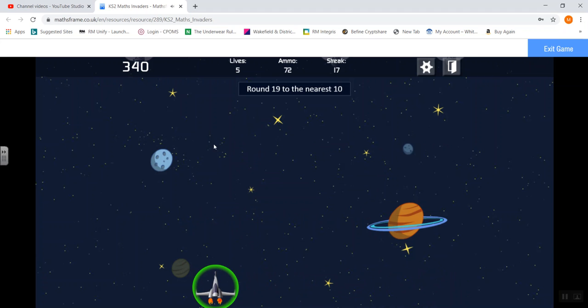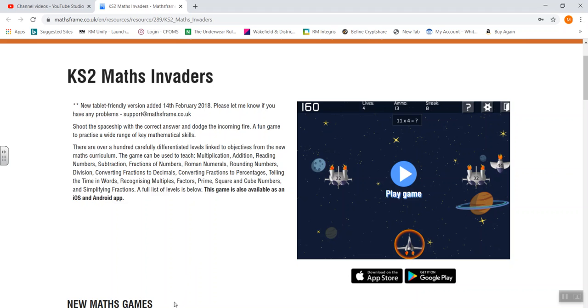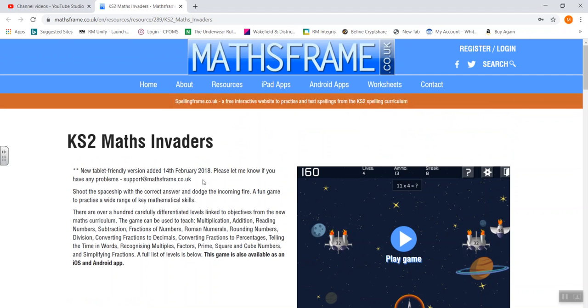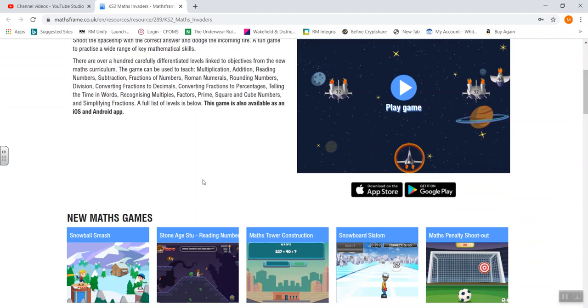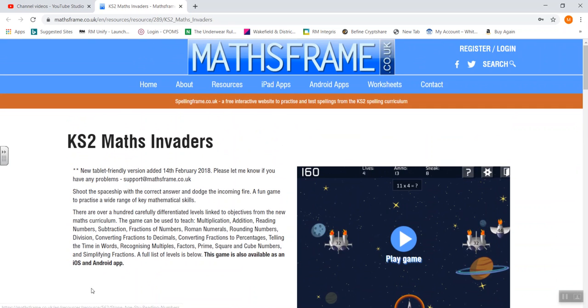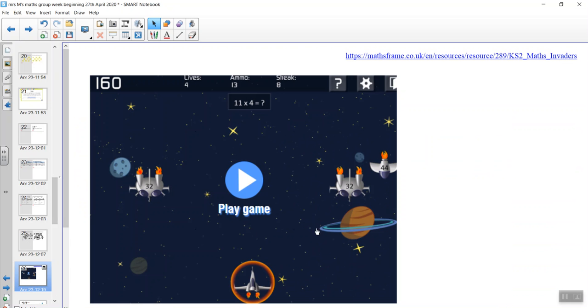And that's what I want you to practice for me today. It's on this website, the Maths Frame website. There are some free games that we can play, and this is one of them. So that's our lesson for today. Tomorrow, we're going to look at rounding again. And then on Friday, you'll have the choice to go back and play the games that you've enjoyed the most.